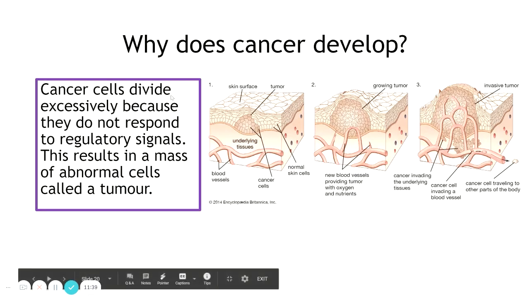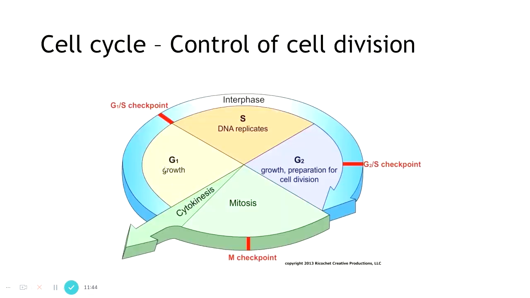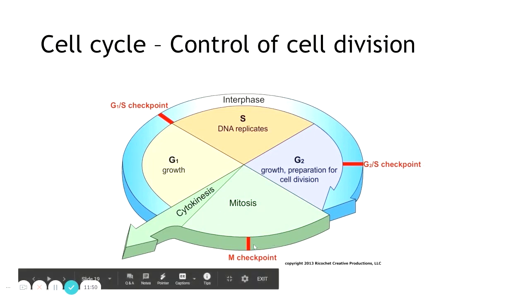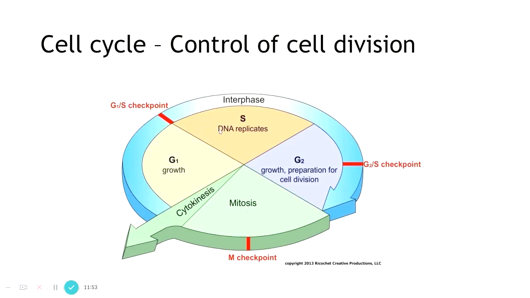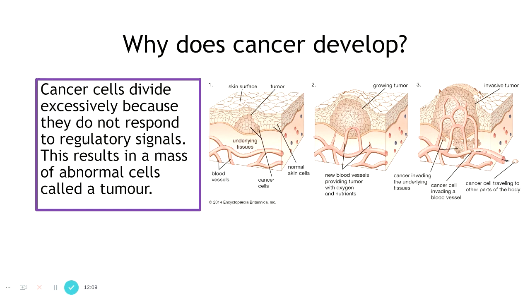So cancer cells are those that divide excessively because they are not responding to regulatory signals. Each of these points here is a regulation checkpoint controlling the cell's passage from G1 to S to G2 to mitosis. Each of these wee sections of the cycle is controlled in how easily it goes past. When a regulatory signal is given, the cell is allowed to move on. Cancer cells don't respond to that, so they divide excessively and it results in a mass of abnormal cells, and we call that a tumour. So here would be our mass of abnormal cells.